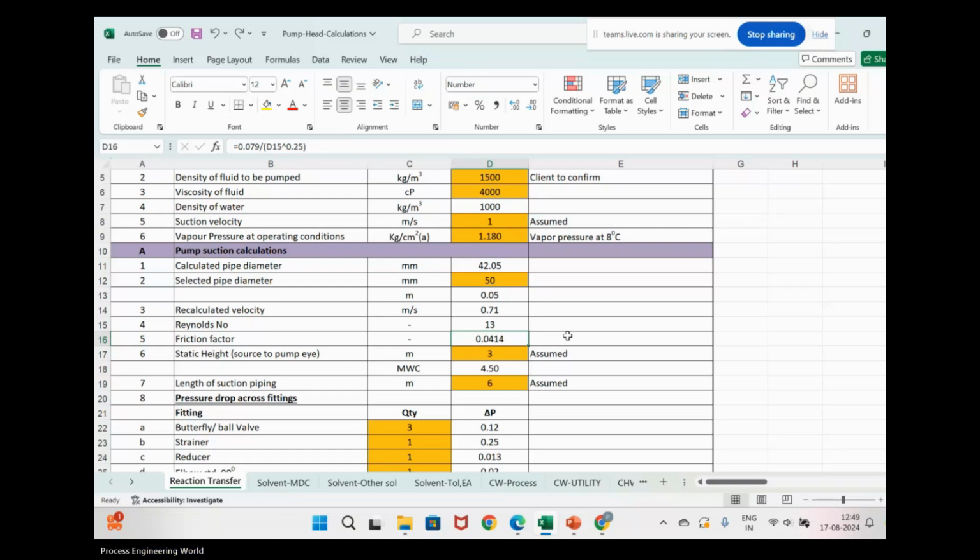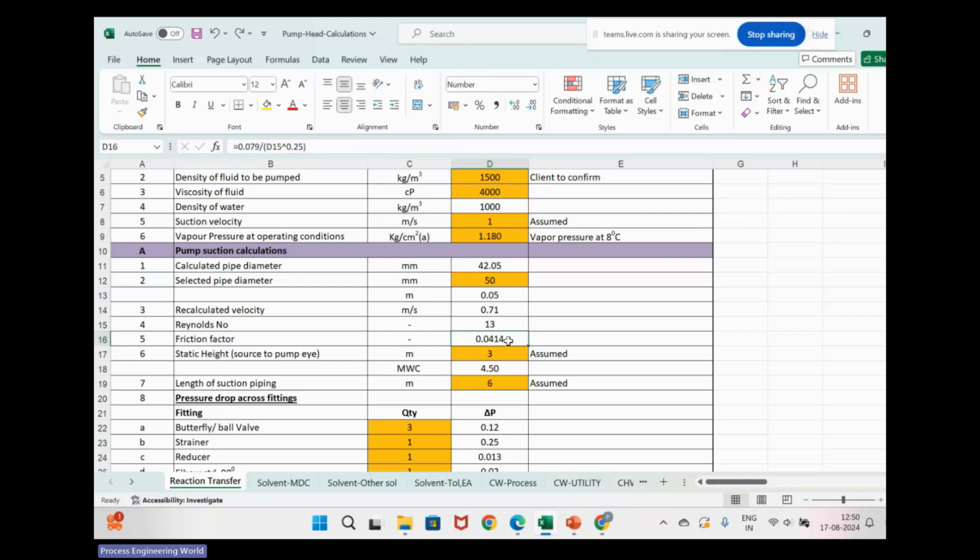Sir, should I use 16 upon N_Re here? Here you have to use 16 upon N_Re because it is less than 2100. Should I use a Moody diagram for turbulent flow? Yes, you can use the Moody diagram also. The Moody diagram is based on the White-Colebrook equation, so you can also use it.